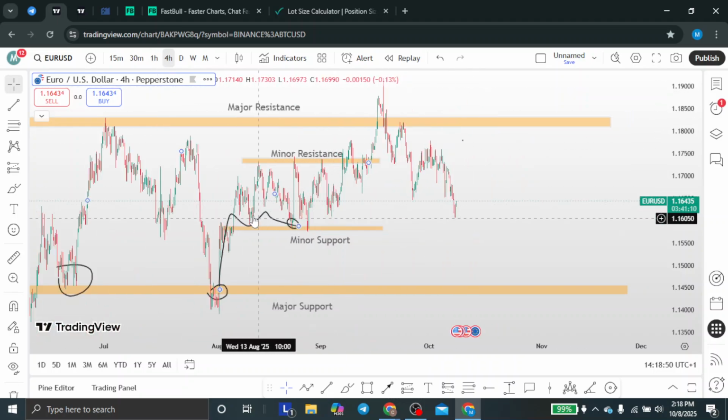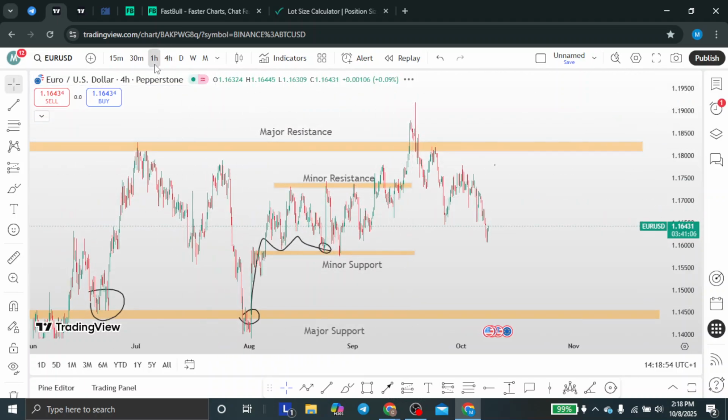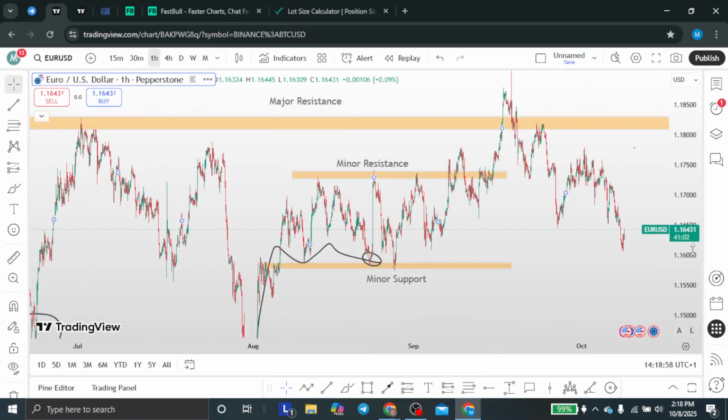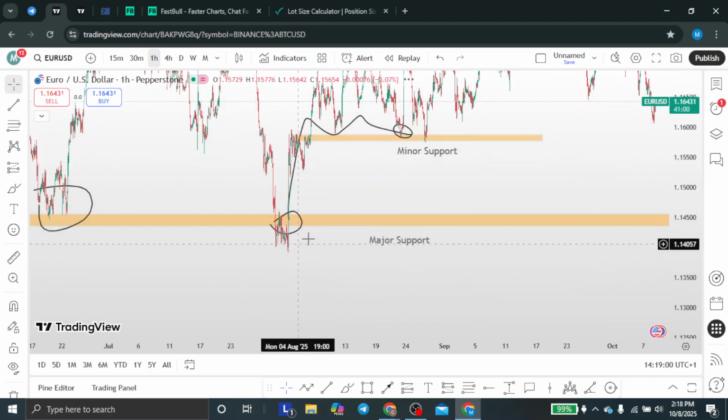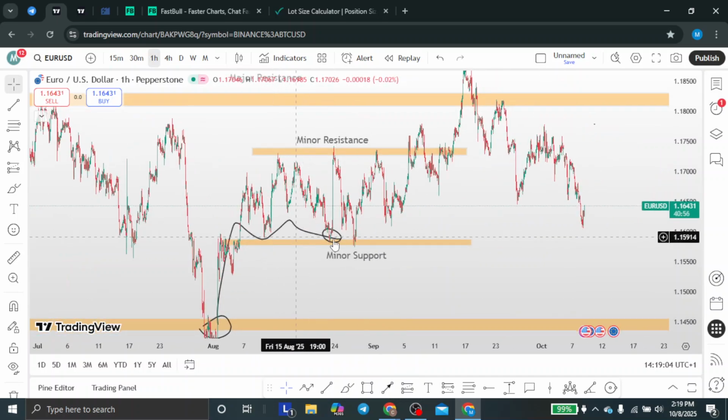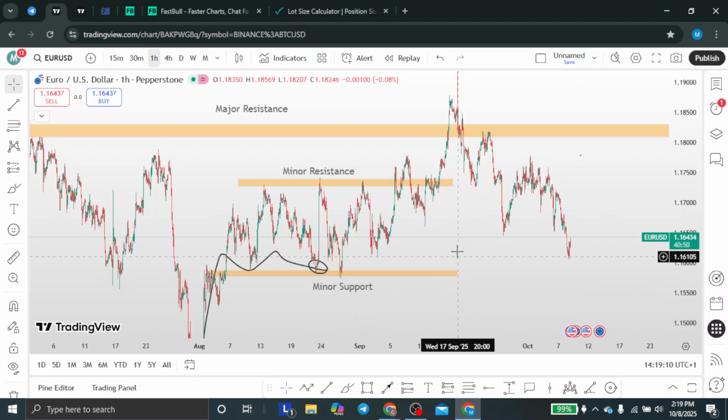It overcame. It created some minor zones. So if we go back on our 1 hour, you can see that when market started buying from this major support we highlighted on the 4 hour, it created these zones here. So this minor zone will be like an obstacle, like a challenge for price to still keep moving into the upward direction.